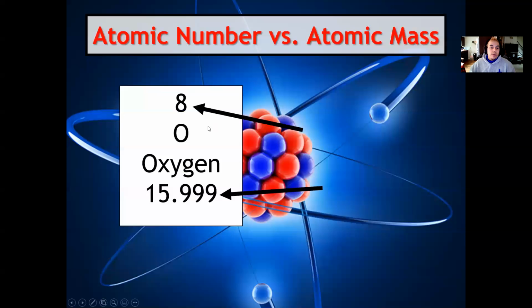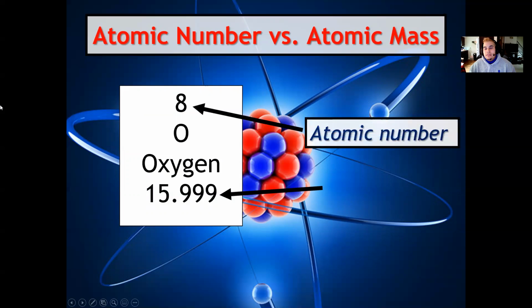If you look at this one, we have oxygen. The number above oxygen is the atomic number. Okay, so think about it. Whenever you need to find the atomic number, you look up and you find 8. 8 is going to be the number of protons in oxygen.